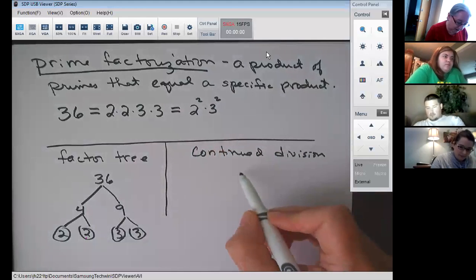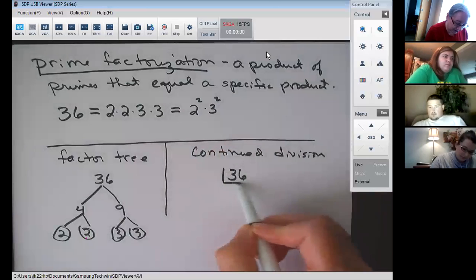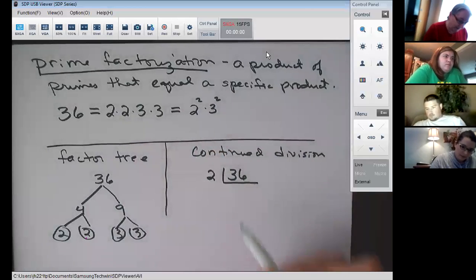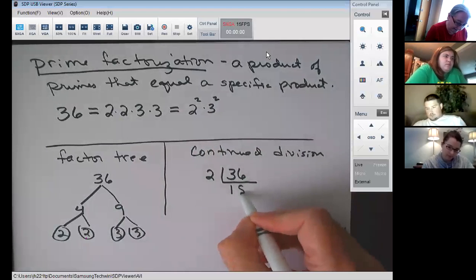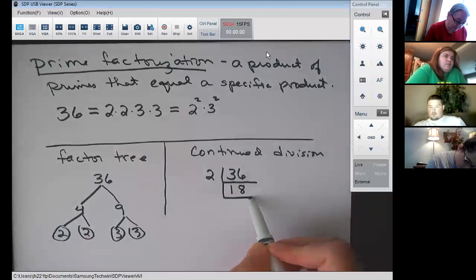Continued division is just another way of thinking about this. So with this, I'm going to turn my division symbol upside down underneath the 36. And I start with the smallest of the primes, which in this case is a 2. And since 36 is an even number, that makes sense. So I'm going to say, all right, well, what happens if I take 36 and divide it by 2? Well, I get 18. Can I divide that some more by another prime? Yes. It's still even, so I'm going to divide by 2 again.